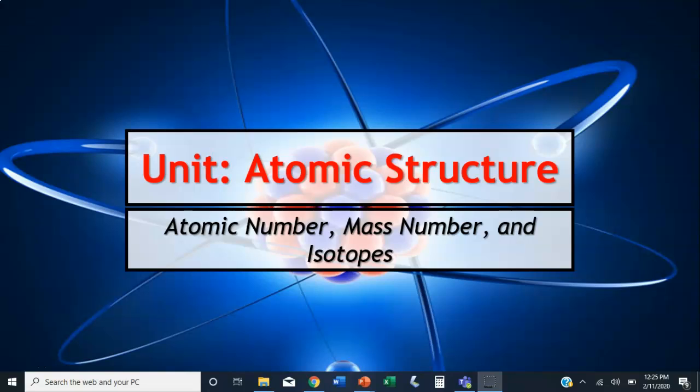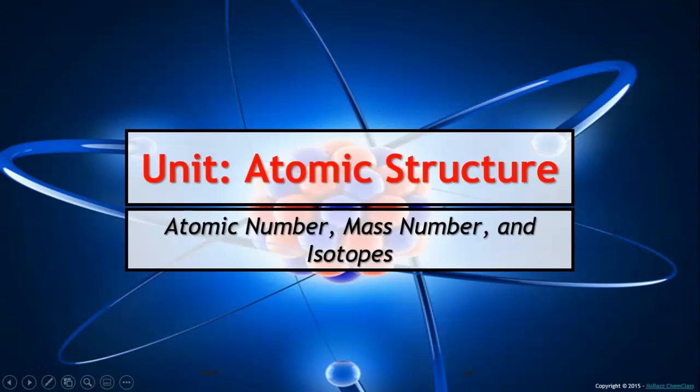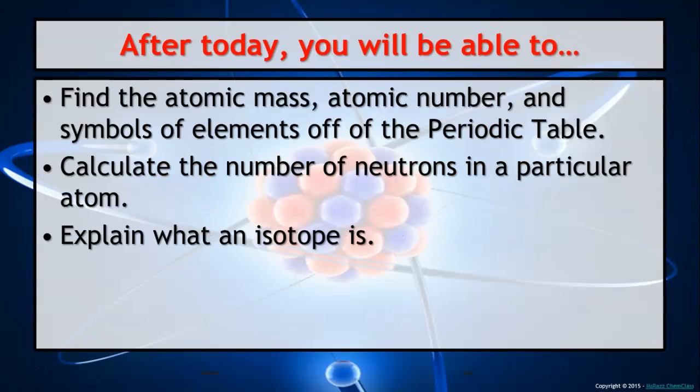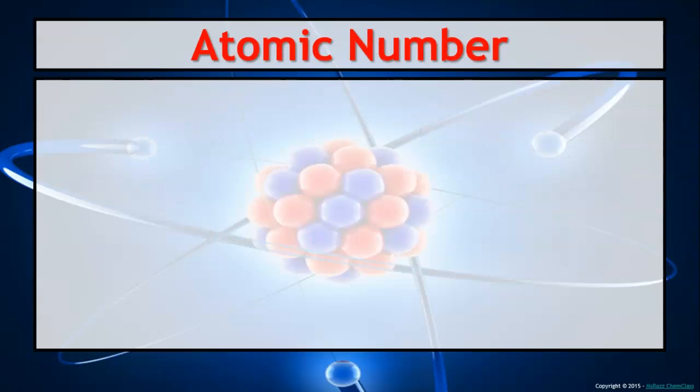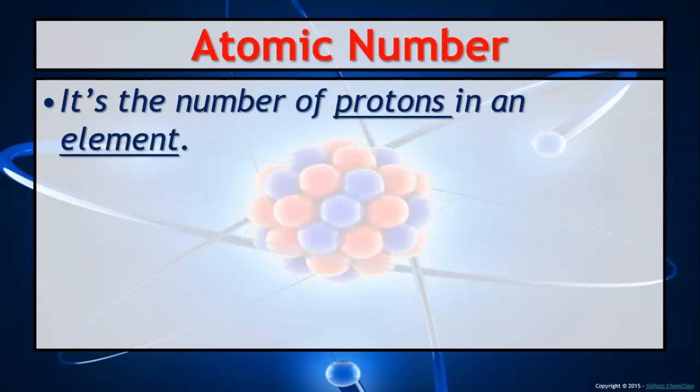Today in part 4, we are going to start to take a look at something called the atomic number. During parts 4 and 5, we will be finding out how to find the atomic mass, the atomic number, which we'll do today, as well as symbols of elements from the periodic table. We'll be able to calculate how many neutrons are in a particular atom, and we'll be able to explain what an isotope is. So the atomic number tells us the number of protons in an element.